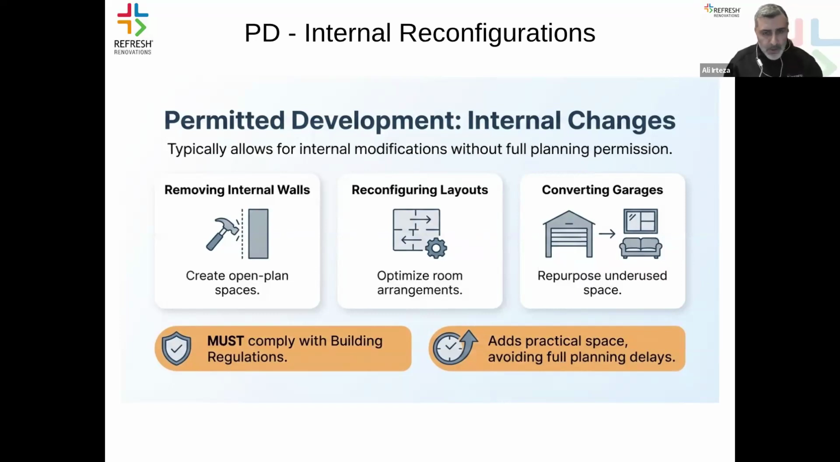So permitted development also extends to the internal side of the house. And what's important to mention here is that if you are making those internal changes, even when you're using PD, you must still comply with building regulations for most of the structural changes. So that's quite an important part. And we will be taking you through an example of a project we have undertaken, so you can see how that impacts the overall available space that the customers can get. Next slide.